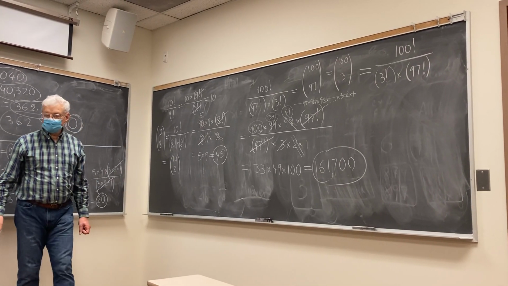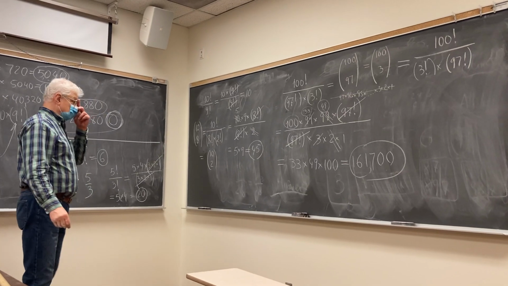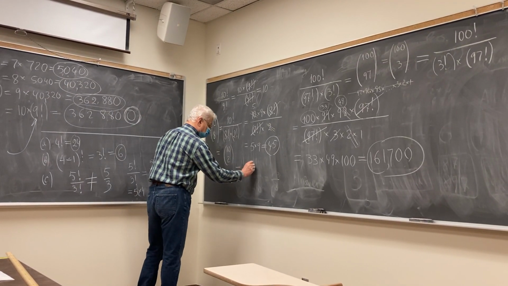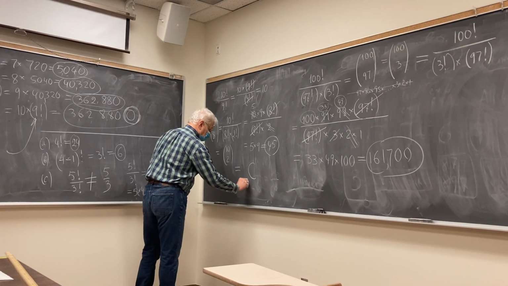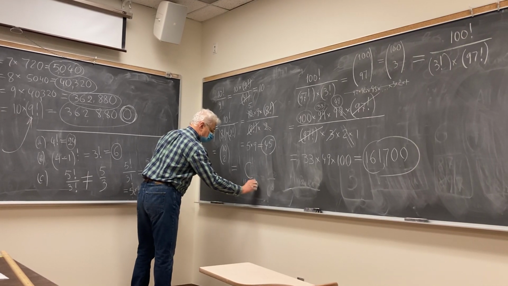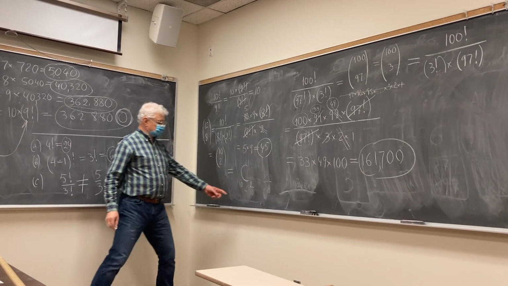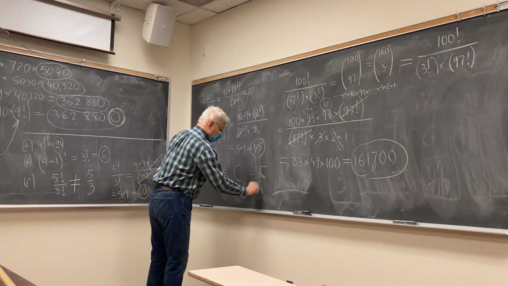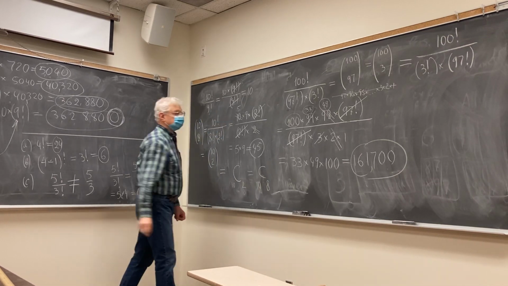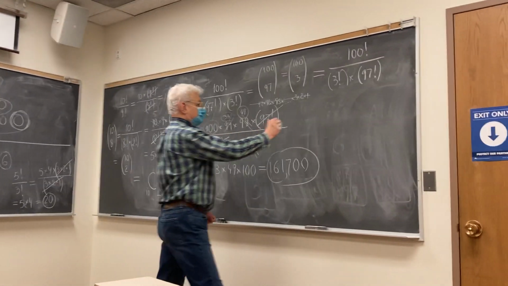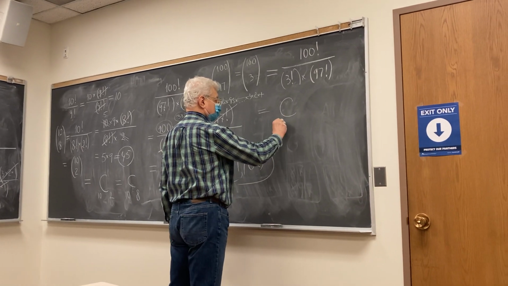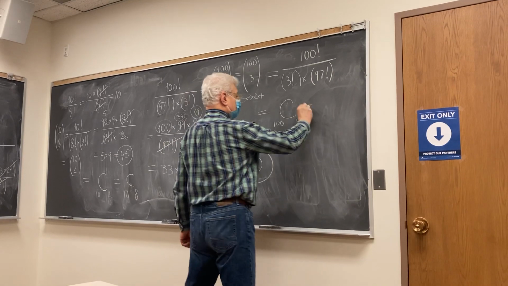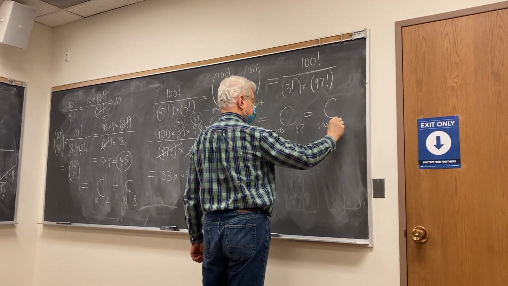In the book, that notation is not used, but you have to know that notation. The notation is as follows: C, 10 on the left side and 2 on the right side. Choose 2 out of 10. And this is the same as from 10 you choose 8. Likewise here, from 100 you choose 97, which is the same as from 100 choose 3.